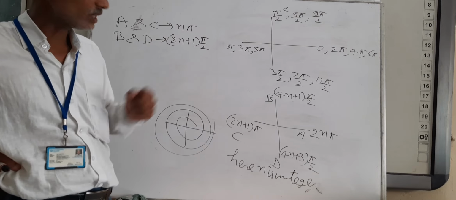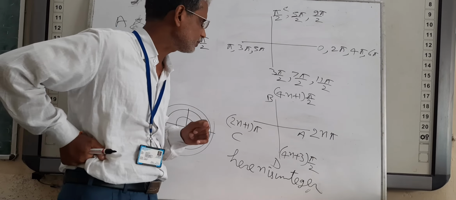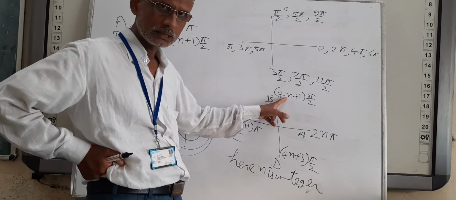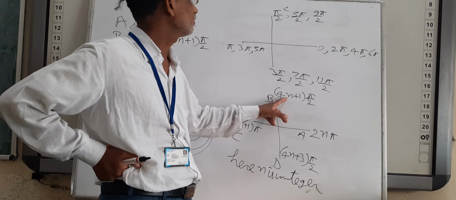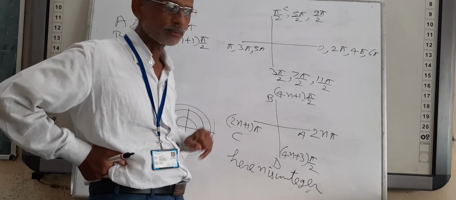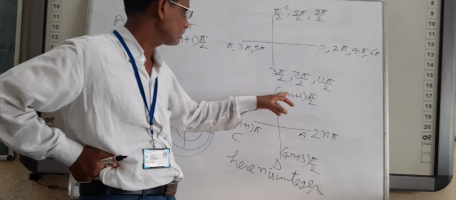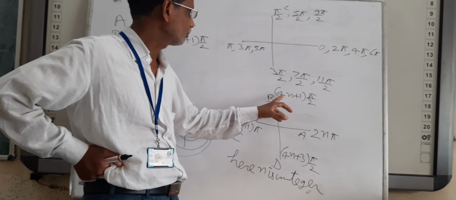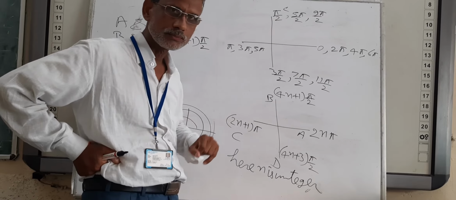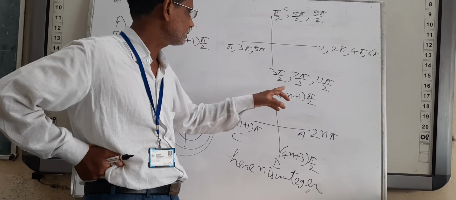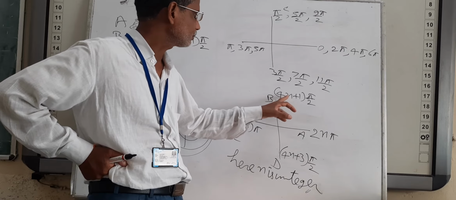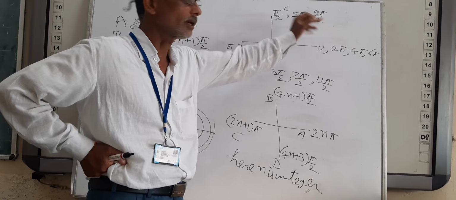For instance, check any point. If you put n is equal to 0, here you will find simply pi by 2. If you put n is equal to 1, you will get 4 plus 1, 5 pi by 2. If you put n is equal to 2, 4 times 2 is 8 plus 1, you will get 9 pi by 2.